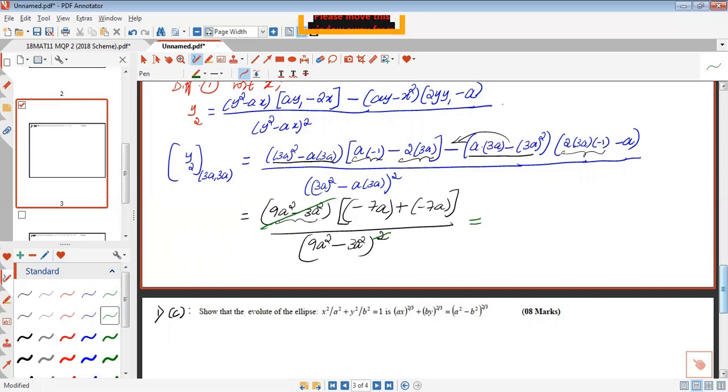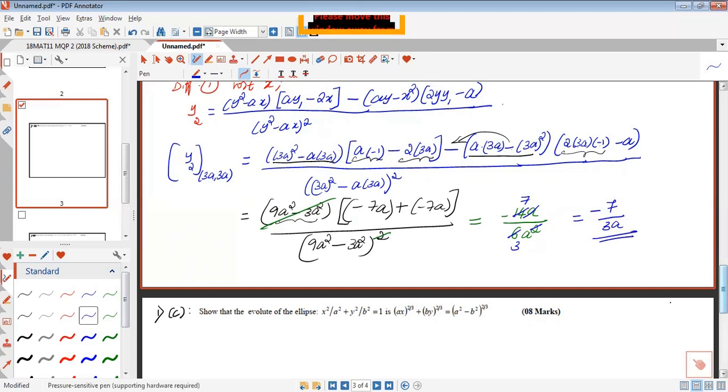So remaining minus 7a minus 14a divided by the denominator 9a square minus 3a square, which is 6a square. Again a gets cancelled, and 2 7s are 14. So the answer for y2 is minus 7 divided by 3a.